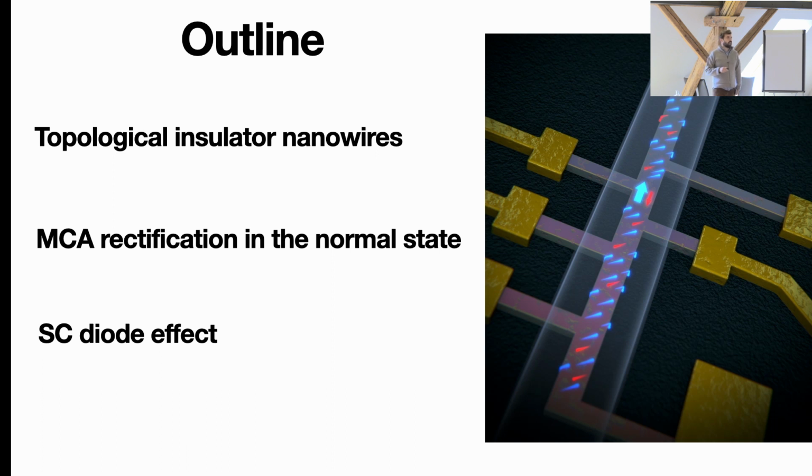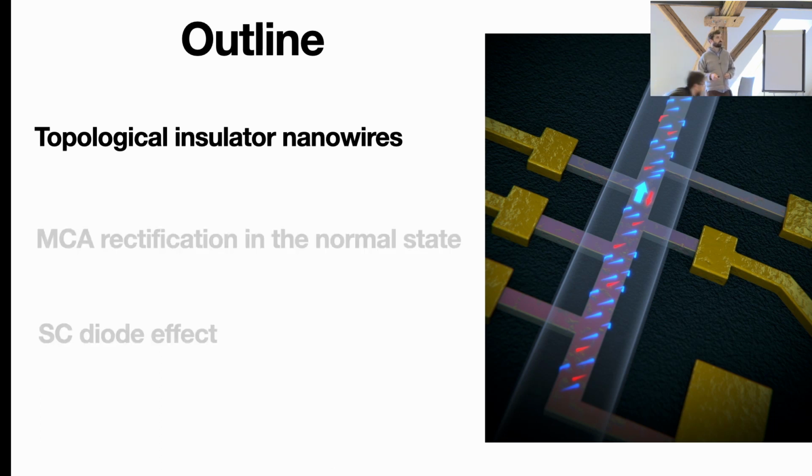OK, so just a quick outline. First, I'm going to introduce topological insulator nanowires, which probably most of you haven't heard about. I know Alex has heard about them probably far too much now. Then I'm going to talk about this magnetochiral anisotropy rectification of the normal state. And then finally, this superconducting diode effect, also in the topological insulator nanowires. This is an effect which has become a hot topic at the moment. It seems like on arXiv, every week there are a couple of papers on it.